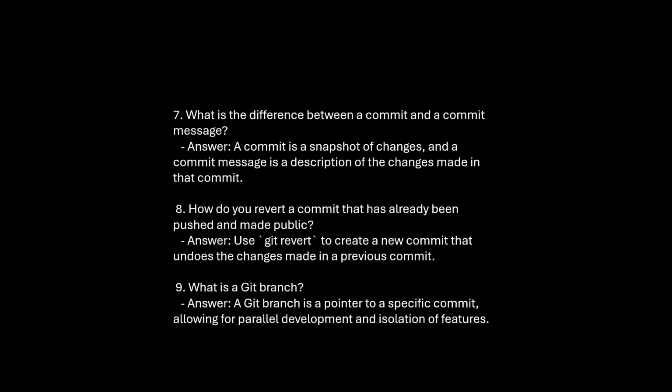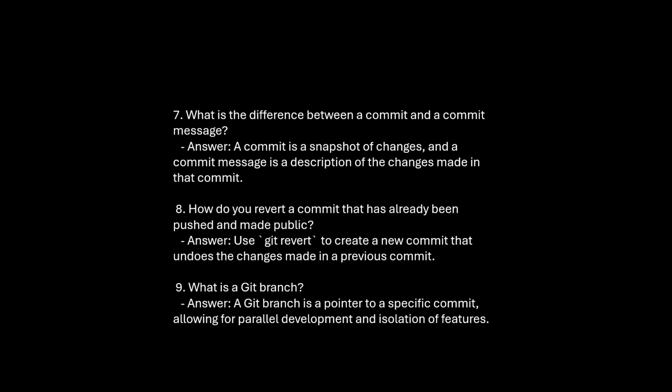What is the difference between a commit and a commit message? A commit is a snapshot of changes, and a commit message is a description of the changes made in that commit. How do you revert a commit that has already been pushed and made public? Use git revert to create a new commit that undoes the changes made in a previous commit.